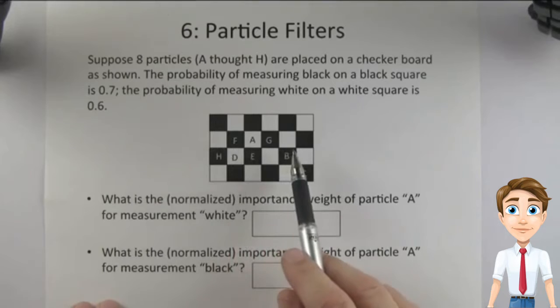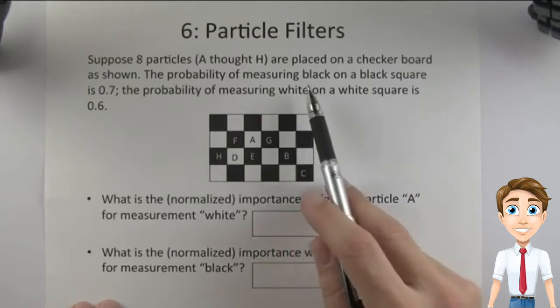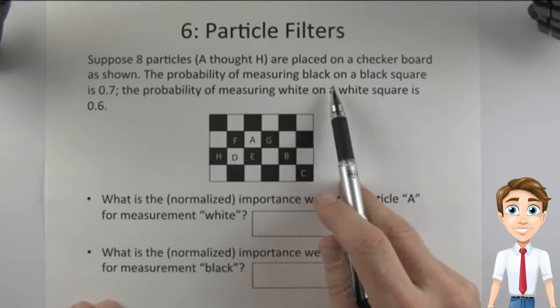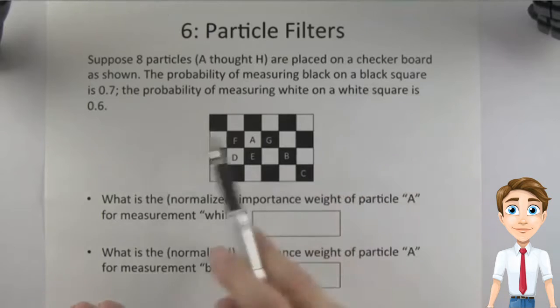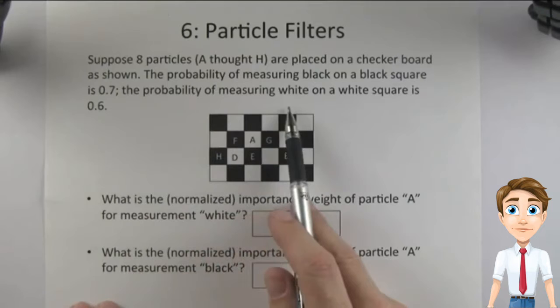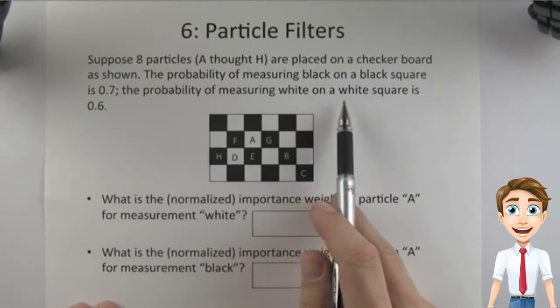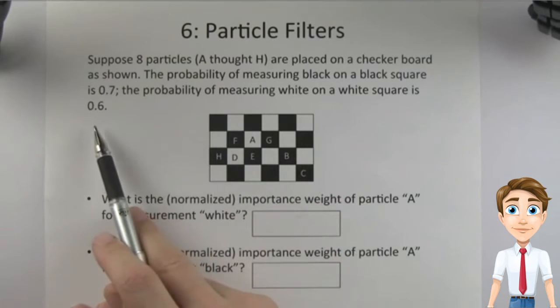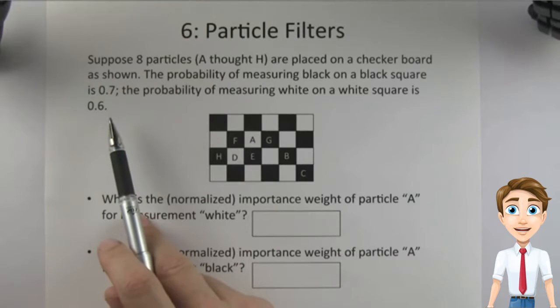Given those particles, we'll assume that the probability of measuring black for any particle that falls in a black square is 0.7, and the probability of measuring white for any particle that falls in a white square is 0.6. From that, you can easily calculate the probability of measuring white if a particle falls in a black square, and the probability of black if the particle falls on a white square.